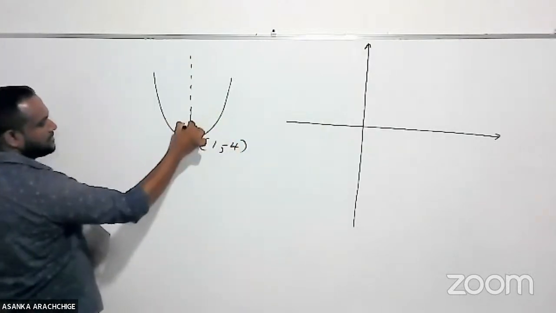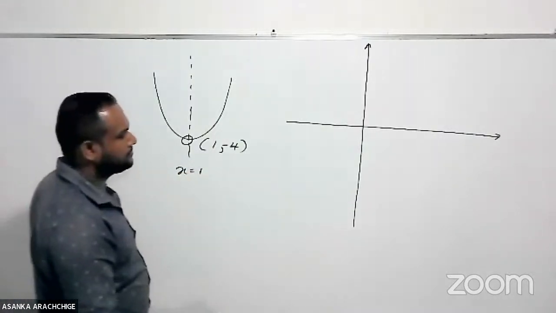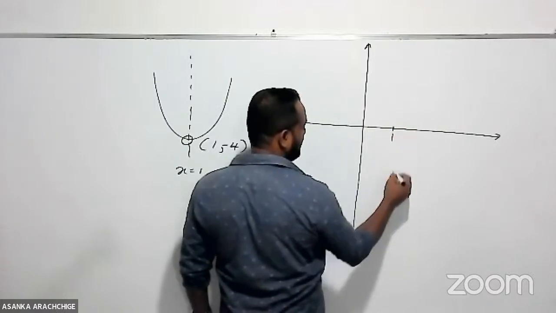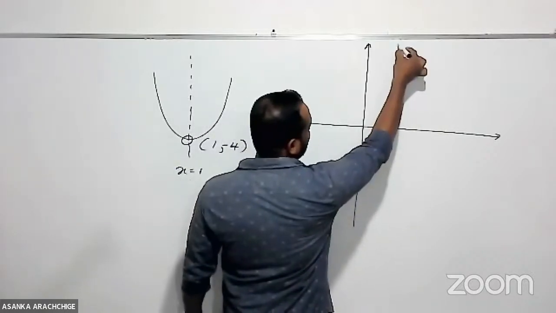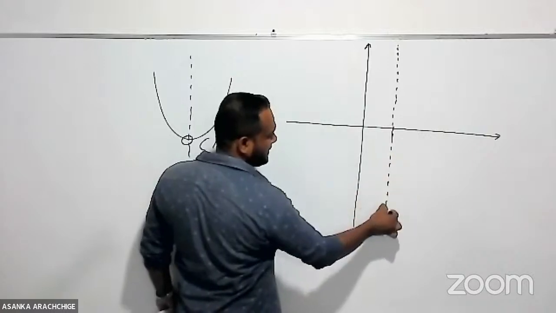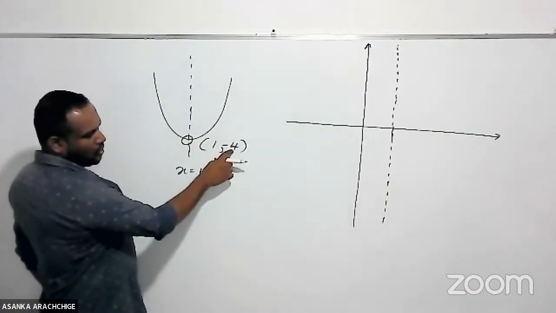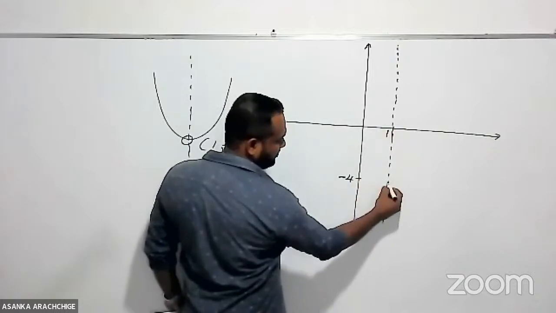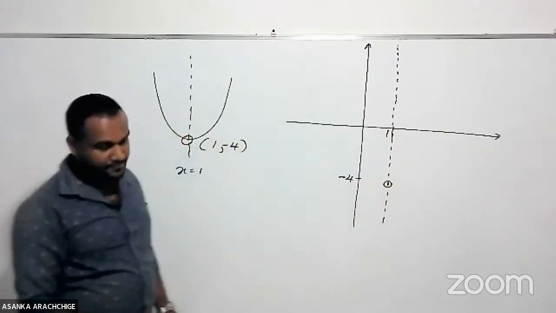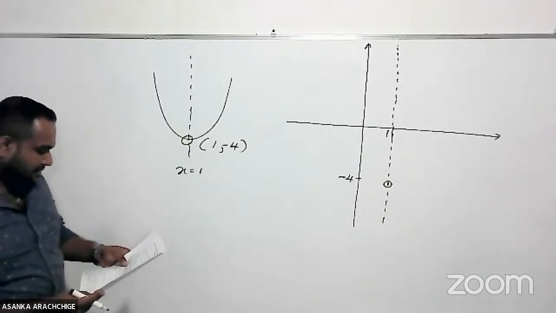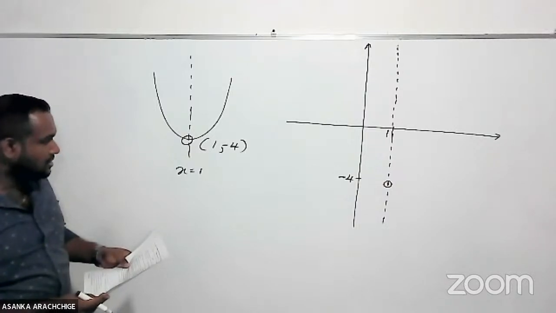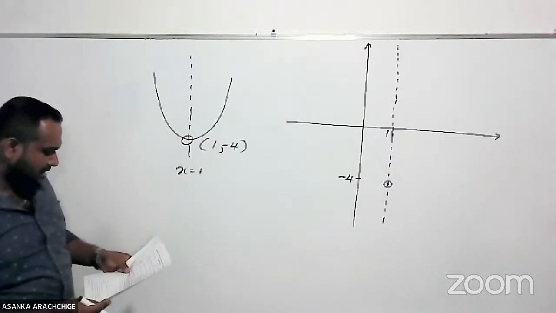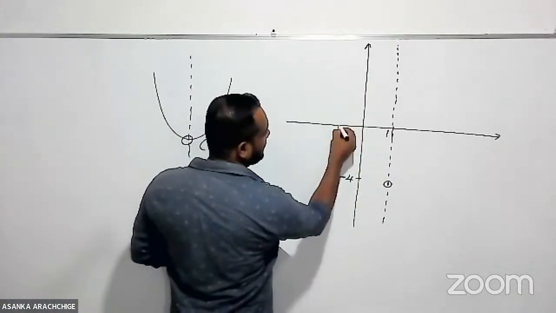That means the axis of symmetry is x equals 1. If this is 1 on the x-axis here, the axis of symmetry is this one. The y coordinate is minus 4. So if this is minus 4, this is 1, so this is going to be the turning point. And when x is equal to 0, y is equal to minus 3. When x is minus 1, y is 0.